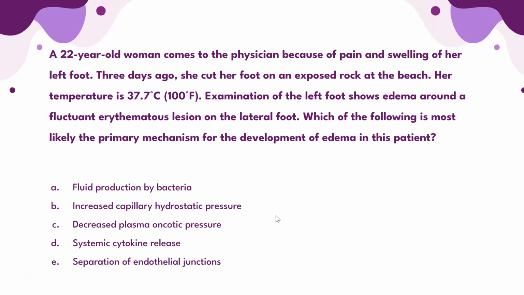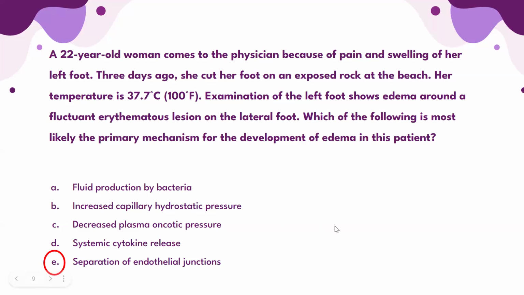Okay. So the answer is actually E, separation of endothelial junctions, and I'll explain to you why. Let's go step by step. Let's look at the first option first. Fluid production by the bacteria. I feel like that's very unheard of, right? I've never really read anywhere that the bacteria are explicitly producing fluid in such a short amount of time. So I feel like we can rule that out because it doesn't sound right.